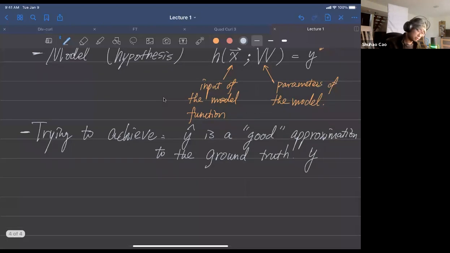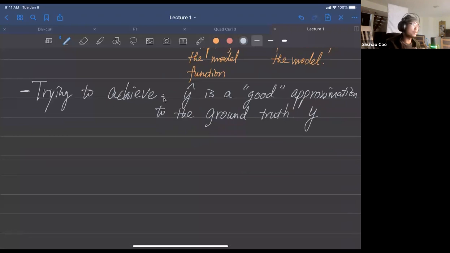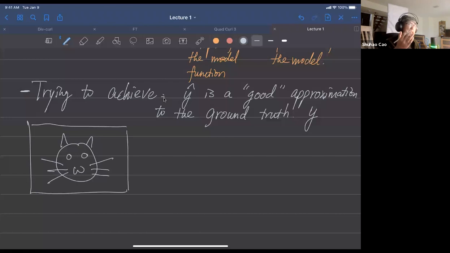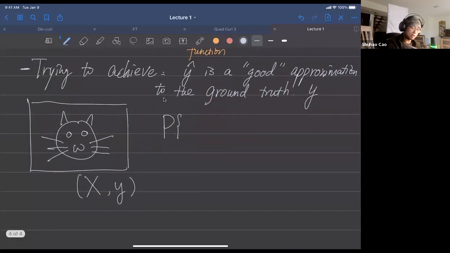So let me give you a simple example, okay? Suppose I have an image of a cat. This image of a cat abstractly can be represented by a matrix X. And let's suppose we just want our model to tell whether in this image there's a cat or a dog. The label, or target, of this image: X is a matrix representing this image, and Y is cat. Okay.